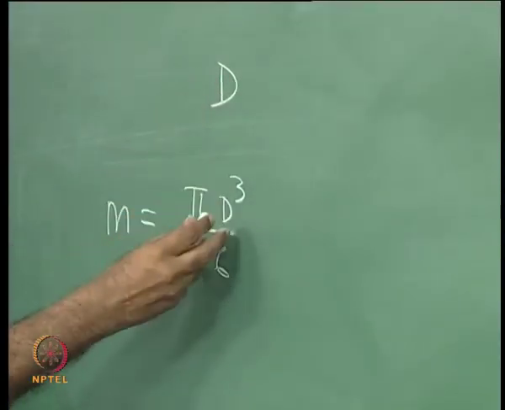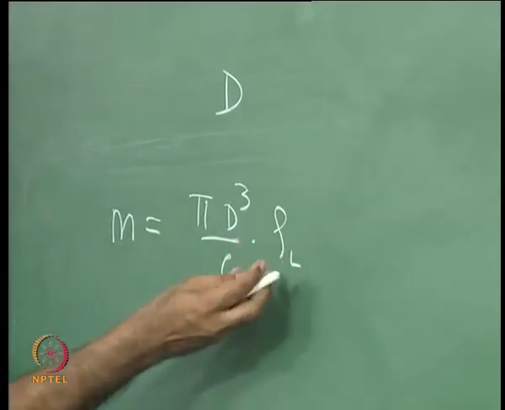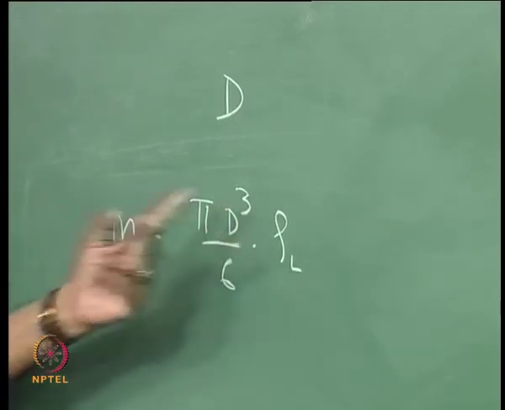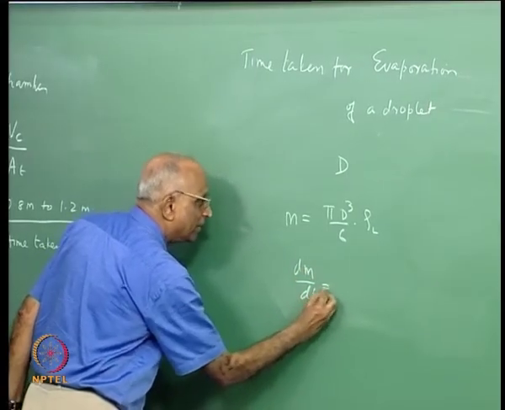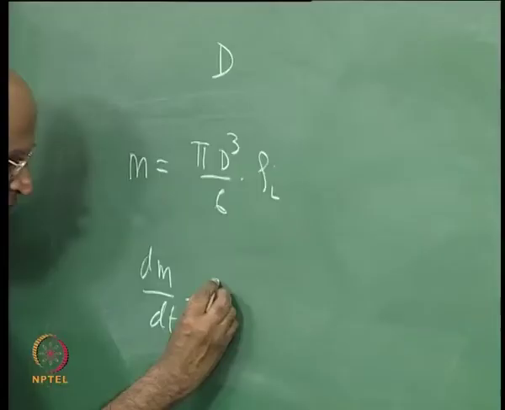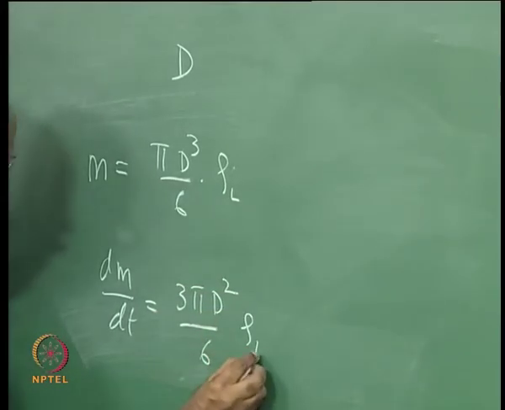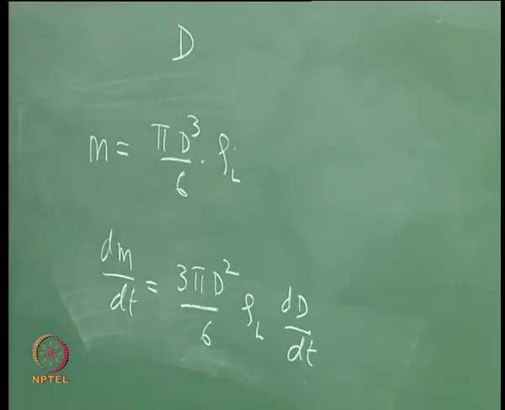Let us say d is in meters, so this is so much in meter cube, multiplied by the density of the liquid, that is liquid fuel or liquid oxidizer, is the mass of the droplet, right? Volume multiplied by the density. Now, I want to find out the rate of evaporation. I say dm by dt is, since density is a constant and the diameter of the droplet changes, 3 pi d square divided by 6 into the density into dd by dt. This tells me how the droplet diameter changes with time.